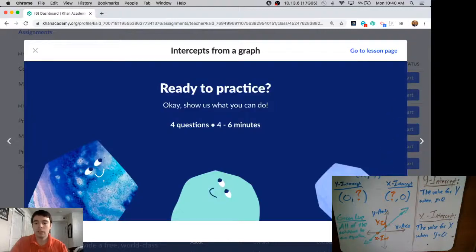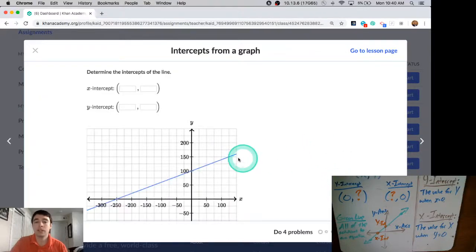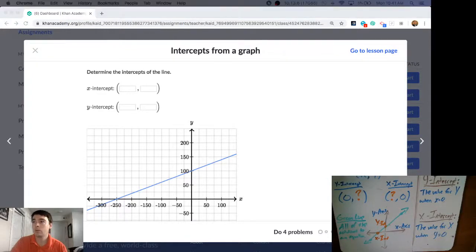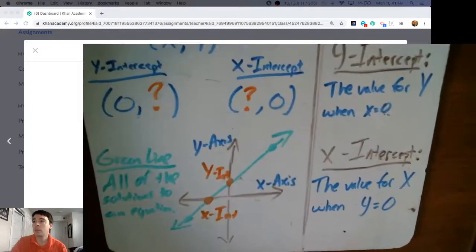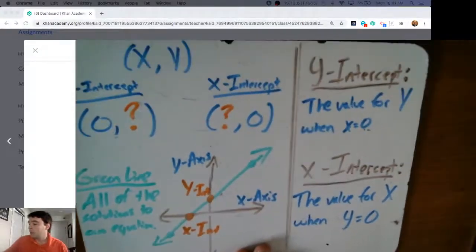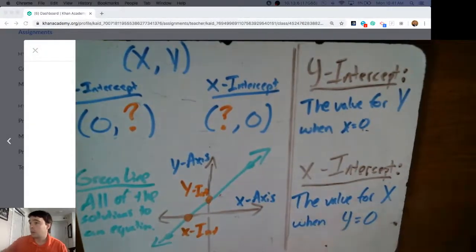Before we get started looking at those problems, I want to go over a couple key concepts that will help us as we start moving into these intercept-based problems. I'm going to make my whiteboard much larger here. We're going to be talking about two key terms, a y-intercept and an x-intercept.